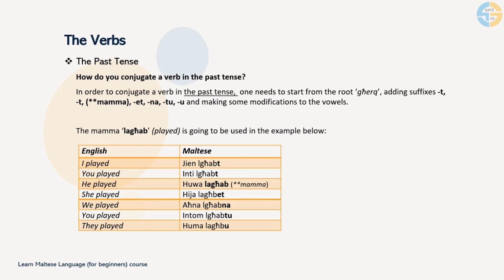So jien labt. You played. Inti labt. He played. Huwa lab. And that is the mamma. Okay? She played. Hija labet. We played. Aħna labna. Plural. Plural again. You played. Intom labtu. And the plural again. They played. Huma labu.